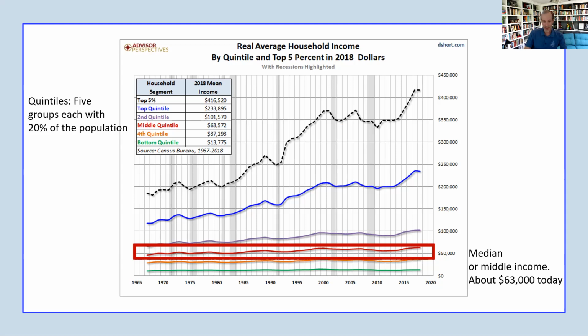Okay, here I said median, but this is the middle category. And so the median or middle income today is about $63,000. And I should say too, this is household income, not individuals, household. Lots of government statistics, when they talk about income, they use household rather than individuals. There's various reasons for that. Some of it is just the data.